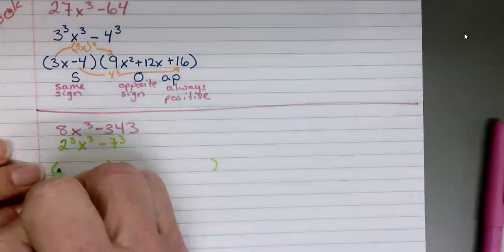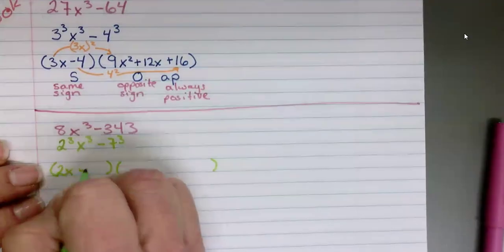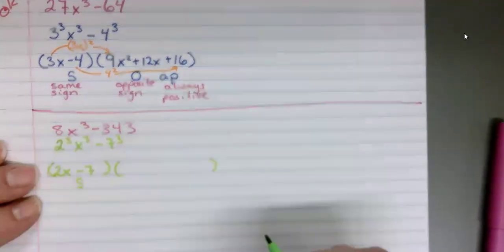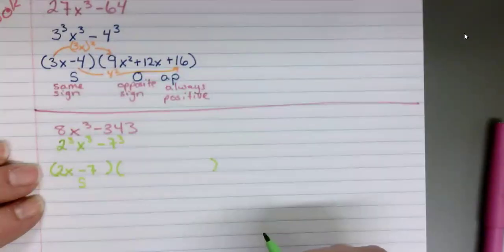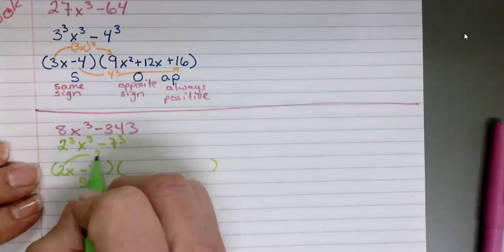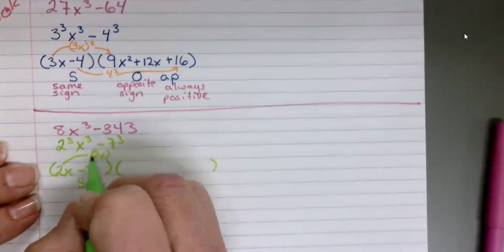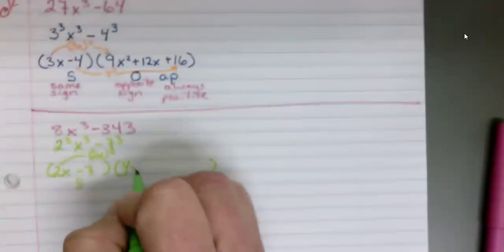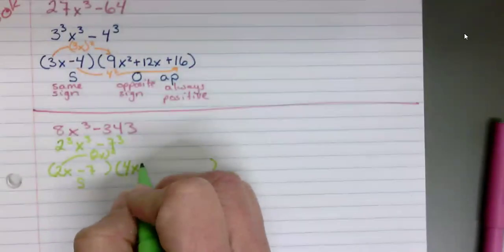So here we start with just 2x minus 7. Right, I use the same sign. Then to get this, I'm going to have to go 2x, that whole thing squared. 2 times 2 is 4. x times x is x squared.